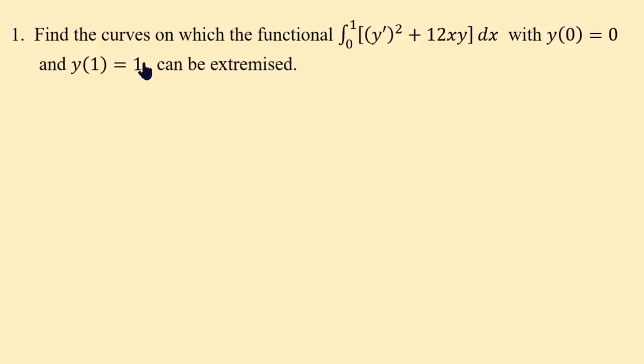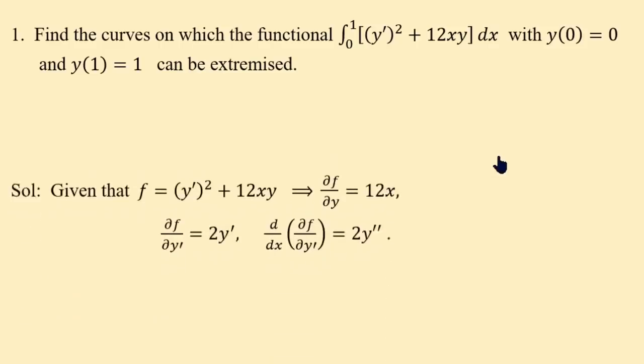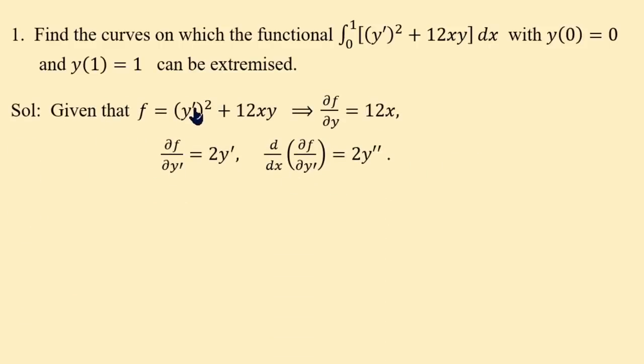So it depends on the problem. Here one curve is required because the endpoints are given: y at 0 is 0, y at 1 is 1. So we get one curve. Along that curve, this functional becomes maximum or minimum, that is, extremized. Now here f is y dash square plus 12xy.